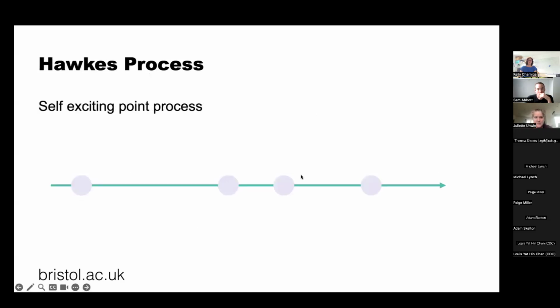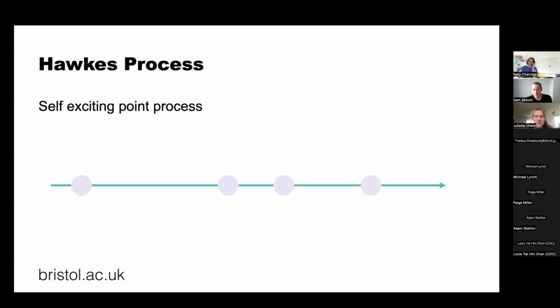And we decided we wanted to use this type of process called a Hawkes process, which is a self-exciting point process. So for those of you who have math degrees, you might be familiar with a Poisson process. But if you're not, you can think of a Poisson process as like arrival times of buses. So you expect one bus every 20 minutes, but in reality, they all come at the same time, from my experience living in London. Actually, it's worse in Bristol.